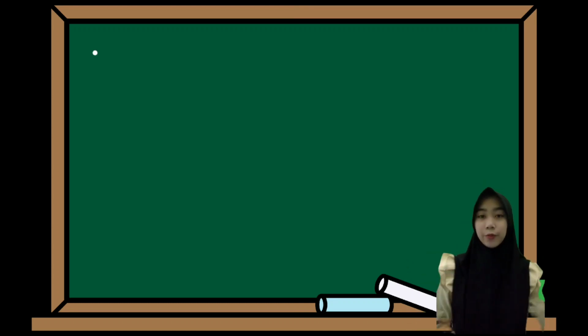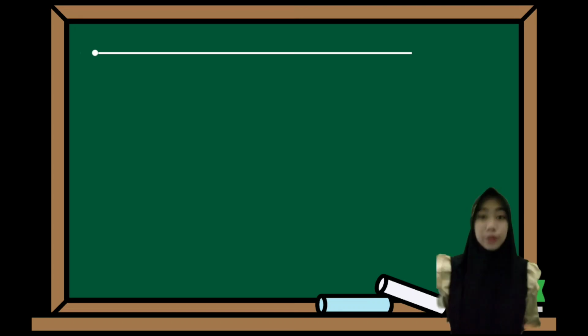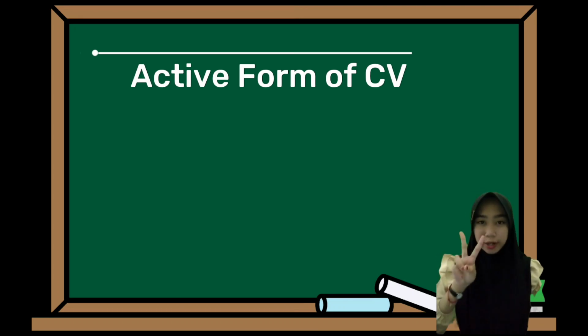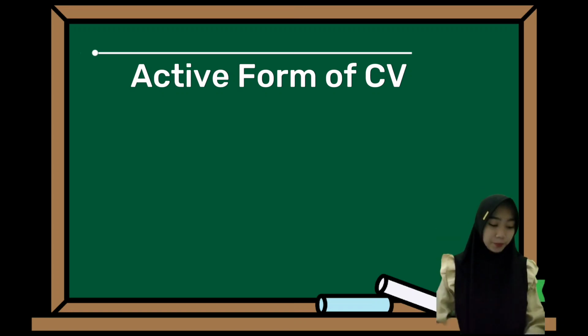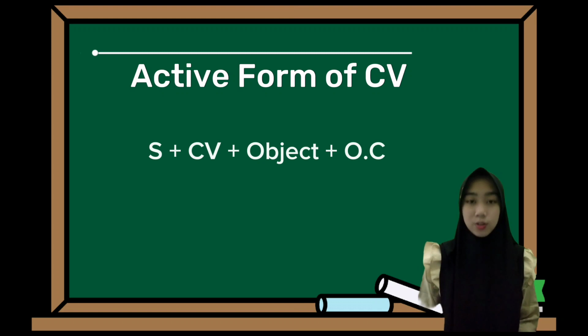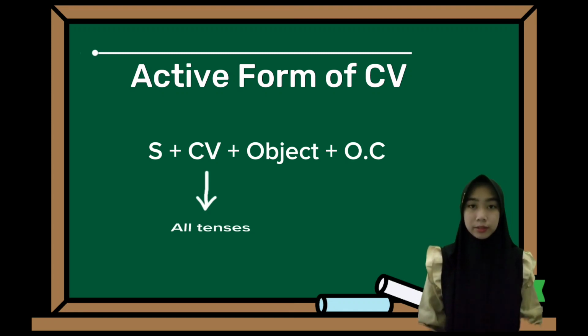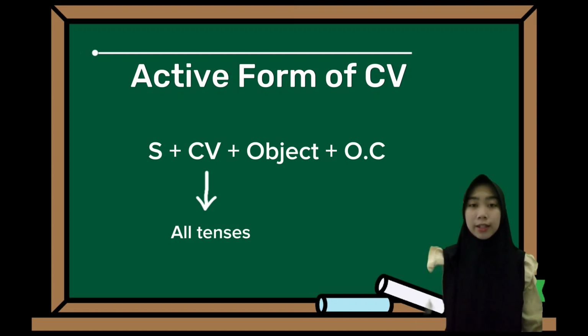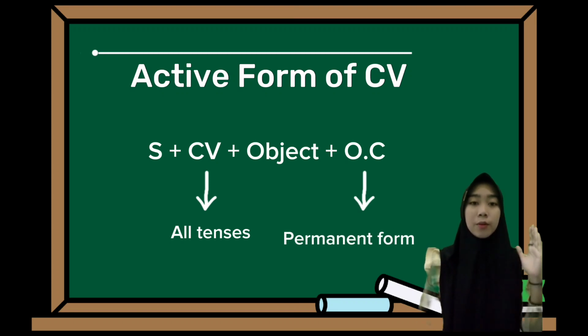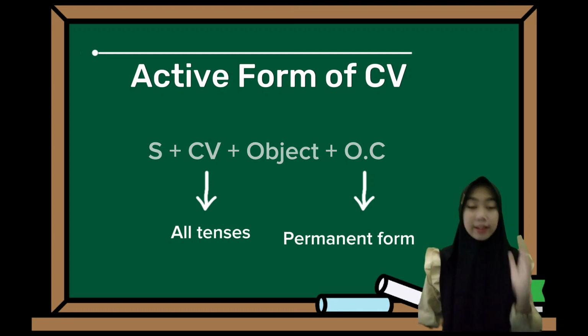Okay, now let's move to the forms of causative verbs. As we know, in sentences there are 2 kinds, active and passive. So in causative verbs there are also two forms, active and passive. The form is subject, causative verb, object, and objective complement. These causative verbs are suitable in all the tenses, so we can customize them with the tense that we use. And in the objective complement, there is a regulation or permanent form that we have to use in the sentence.